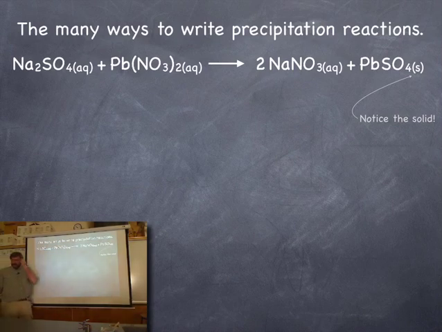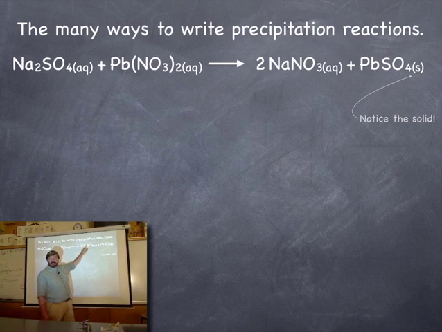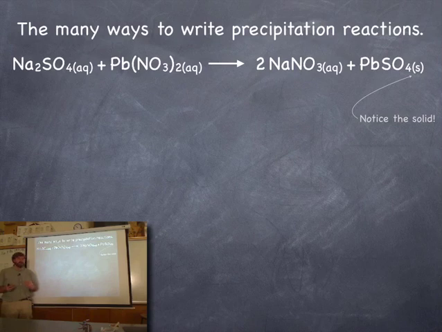So, this is what we call the molecular equation. We have written these things together as molecules. We've written the sodium and the nitrate, the lead and the nitrate, the sodium and the sulfate together. We put the AQ tag here so that we all remember that they're actually aqueous, dissolved in water. Notice that, again, the lead sulfate is not dissolved in water anymore. It's actually a solid that's precipitated out of the solution and will sink to the bottom of the container. Okay? It's physically in the water, but it's no longer dissolved.